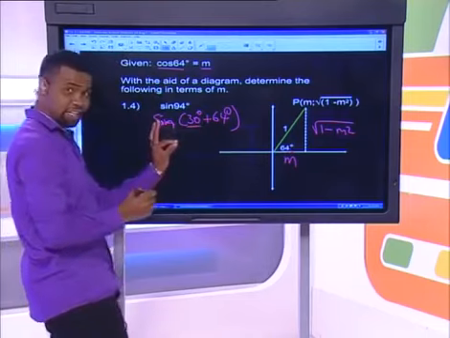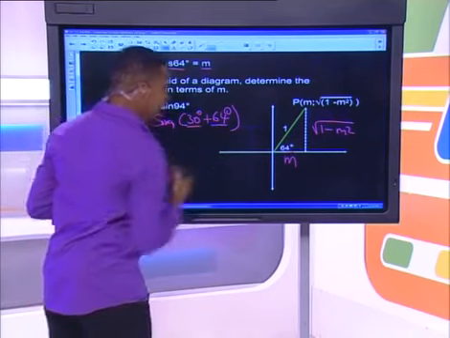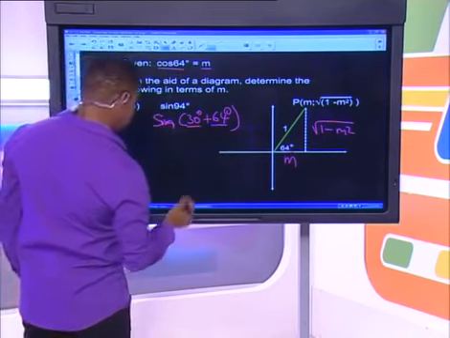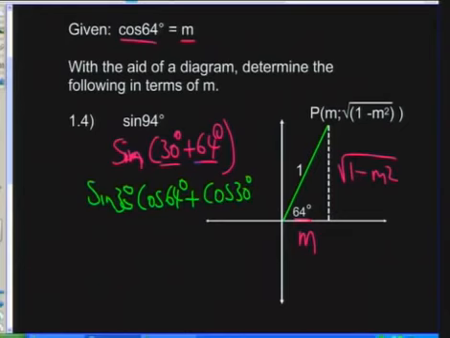Thirty is a special angle. I can do this in my head, or you can use your calculator. And 64 I have on the diagram. Now let's look at the formula. Sine of this is sine 30 degrees cos 64 degrees, the sine keeps its sign, plus cos 30 degrees sine 64 degrees. Okay, good.